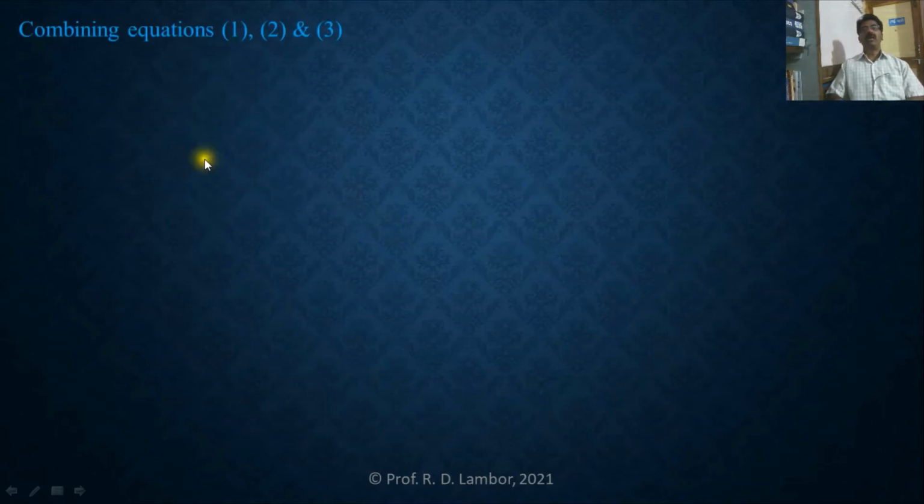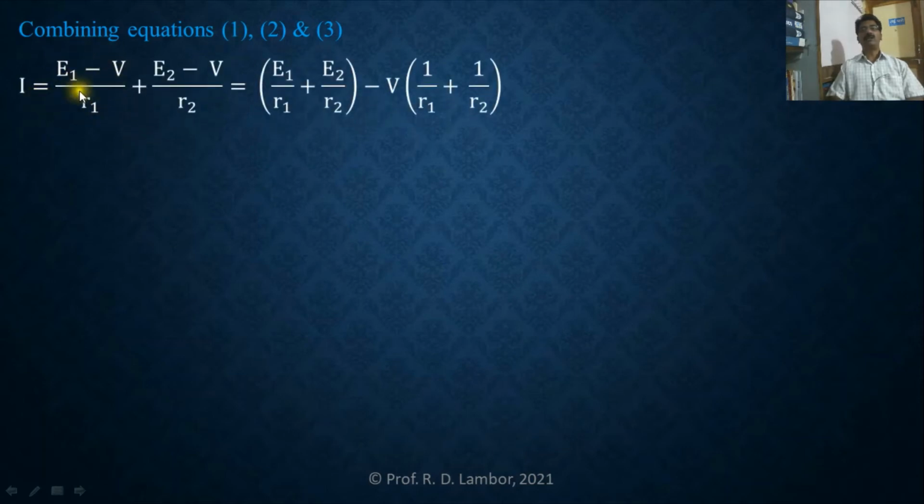So combining equations 1, 2 and 3 we get I equal to this is the current supplied by the first cell, this is the current supplied by the second cell. And if you separate the denominator from both the terms, you will get E1 upon R1 minus V upon R1 plus E2 upon R2 minus V upon R2. And if we rearrange those terms, then in the first bracket we will get E1 upon R1 plus E2 upon R2, minus in the second bracket V common, 1 upon R1 plus 1 upon R2.